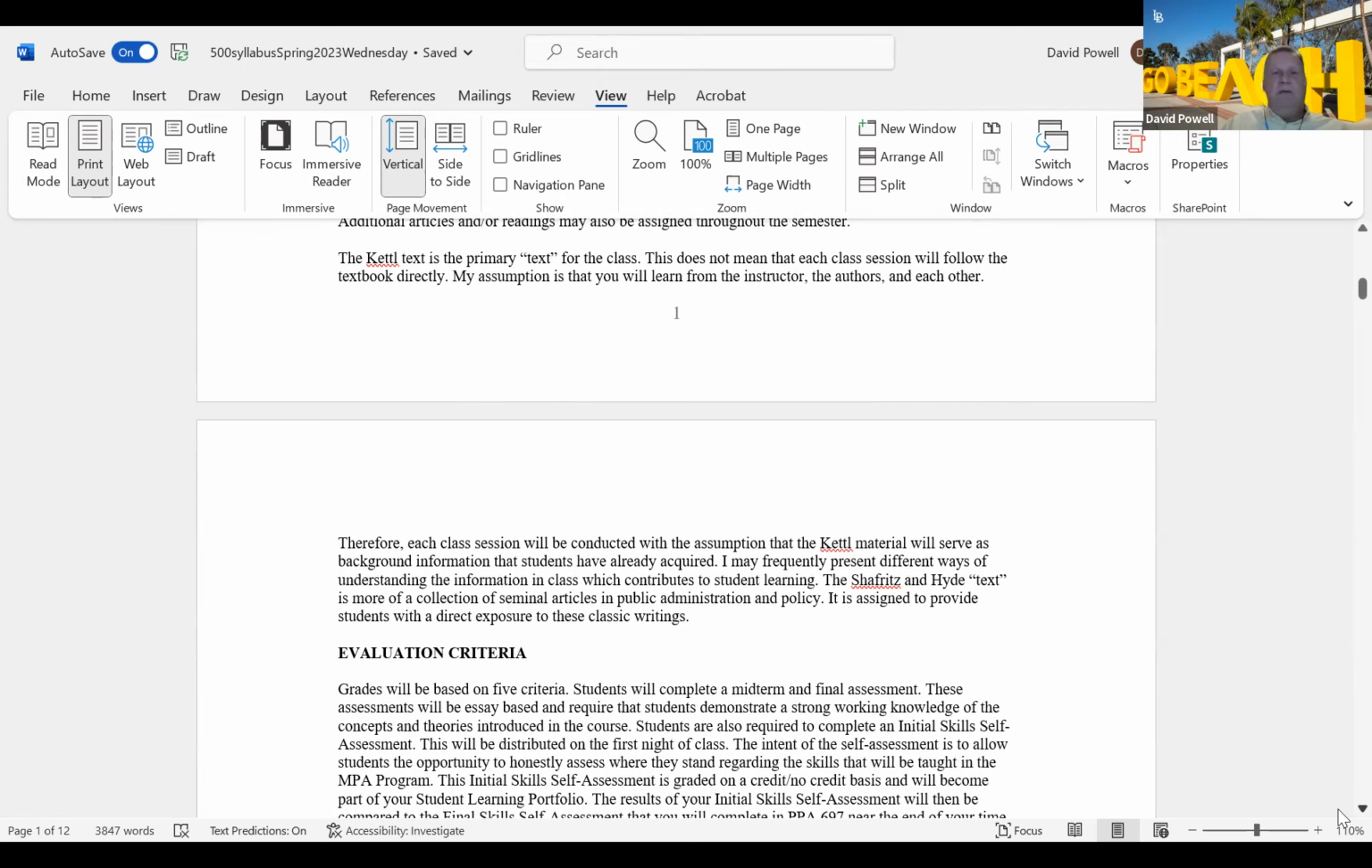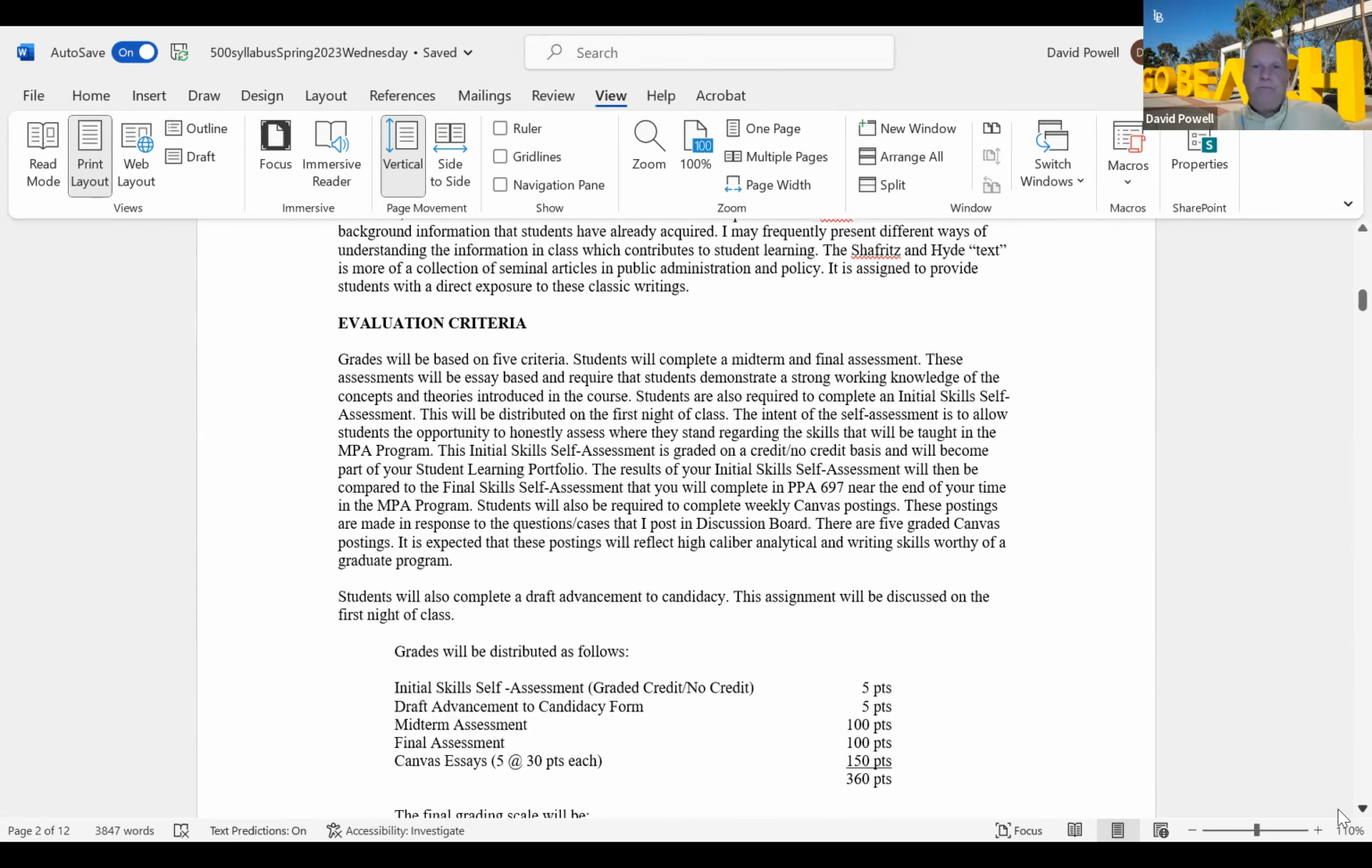So since they are so expensive, if you can get an older edition of the textbook, save yourself some money, that's absolutely fine with me, as long as the content of the textbook matches what you are reading for the class. And that's especially true for the classics text. So you might be able to get a classics textbook, 1 or 2 editions old for pennies on the dollar, but make sure that the articles that are assigned in the syllabus appear in that version of that classics text, because sometimes Shafritz and Hyde, when they come out with a new edition, they'll take out some articles and put in some new articles. So just make sure you match up your edition with the articles we're reading for the course.